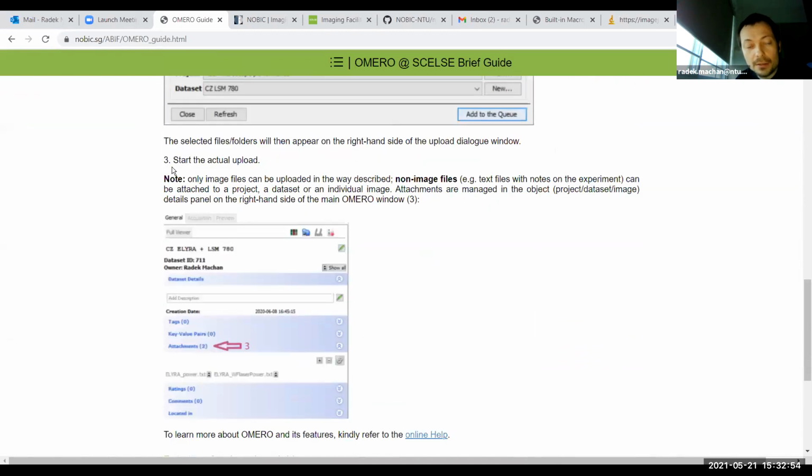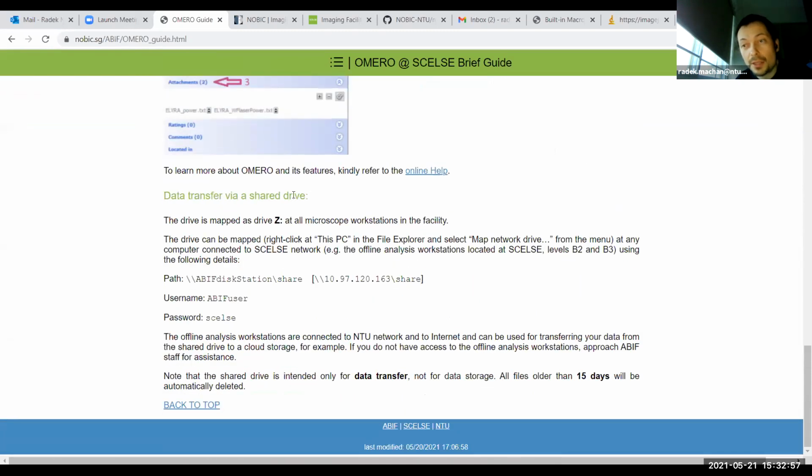And another way you can transfer your files is mentioned also here in this guide, and it's a shared drive, which is mapped as drive Z at all the microscope computers. You can copy your files to this drive, and again you can map the same drive at your PC. The same you can access it from any PC on campus.